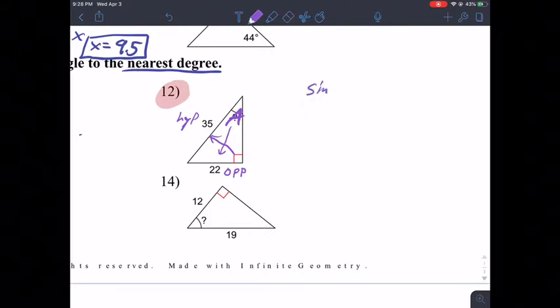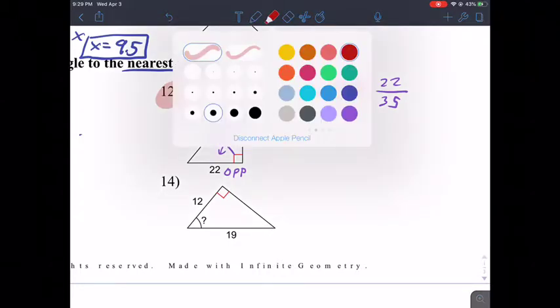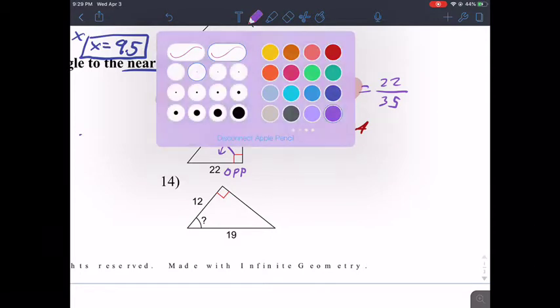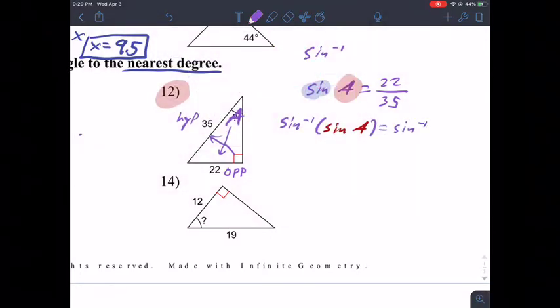So sine of A is equal to opposite over hypotenuse. Well, we want to get A by itself, so I have to get rid of sine. The opposite of sine is inverse sine, so we're going to take the inverse of both sides. Sine inverse of sine of A is equal to the inverse sine of 22 over 35. These cancel out, so you're left with A. And on the right side, you're just left with the same thing: sine inverse of 22 over 35.